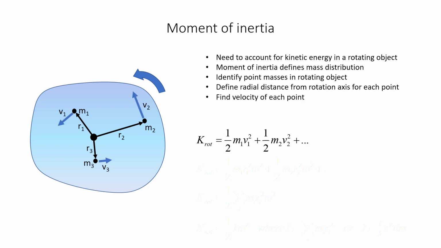Each one of those point particles also has a velocity. The further from the rotation axis, the faster it's moving. All of these velocities are perpendicular to the radial position vectors. We can define the kinetic rotation energy as 1/2 m1 v1 squared plus 1/2 m2 v2 squared plus etc., all the way through all the massive particles in this object.